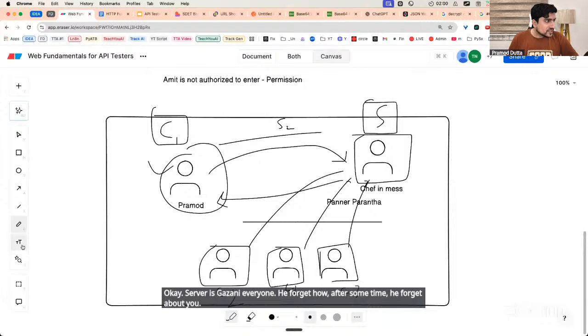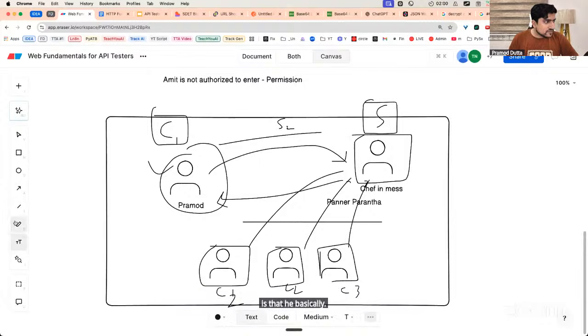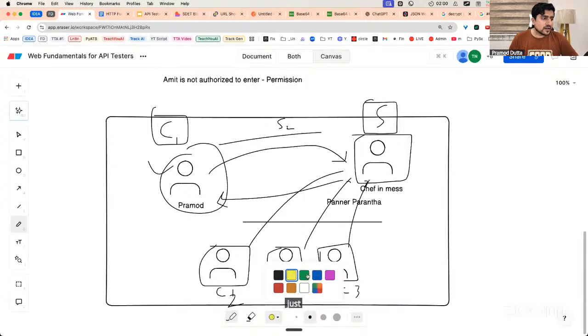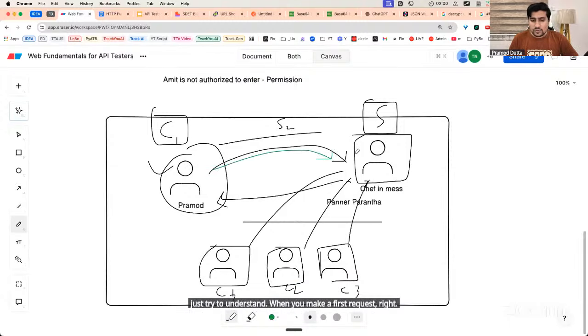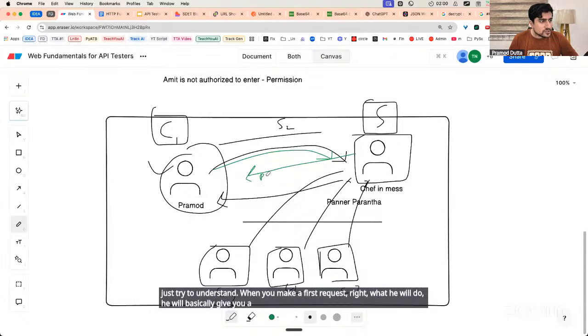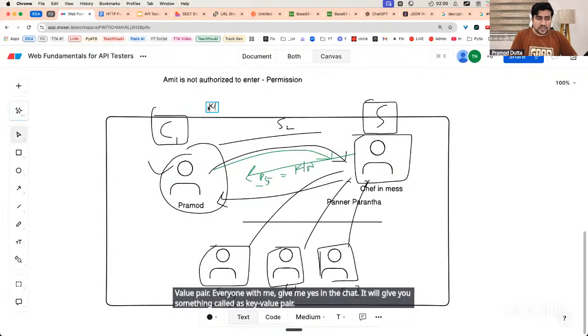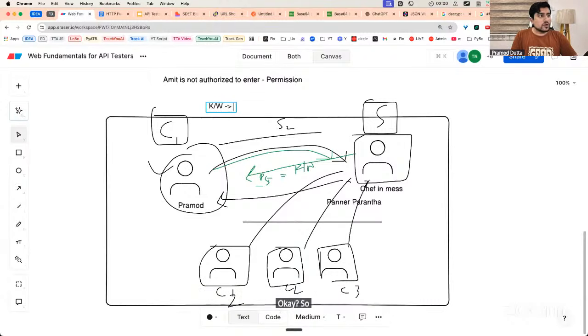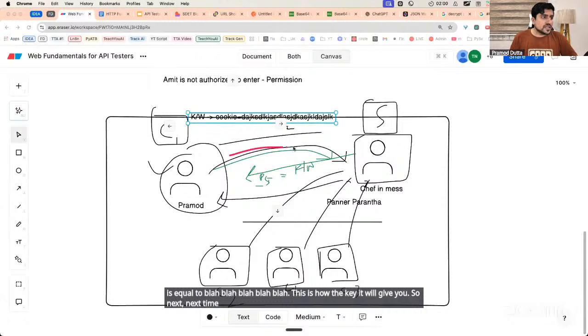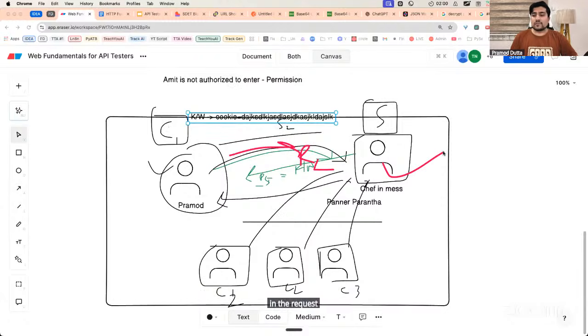So what he does is that when you make a first request, everyone, just try to understand. When you make a first request, he will basically give you a small piece of text, which is called a cookie, which is nothing but a key value pair. Everyone with me, give me yes in the chat. एक छोटा सा key value pair चिपका देगा तुम्हें. So the key value cookie will look like this: cookie is equal to blah blah blah. This is how the key will look. So next time when you use this same cookie in the request, he will remember. How many of you are with me? Give me yes in the chat. Now you understood what a cookie is.